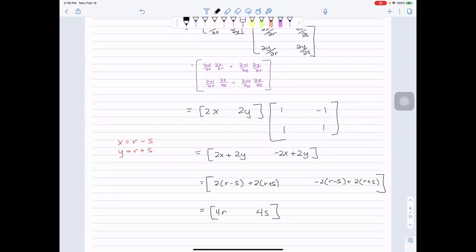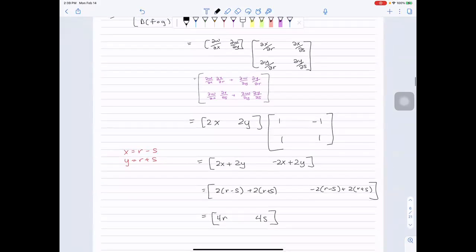Any questions on that process? Yeah. Was the stuff in purple just to kind of show what it was? You weren't really using that to come to the final answer? Yeah. Yep, I was just showing what it was.